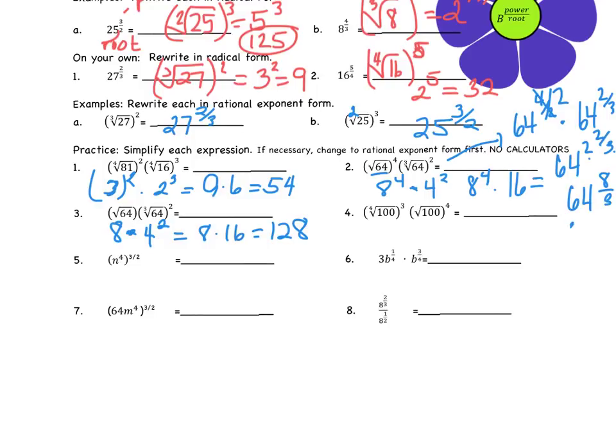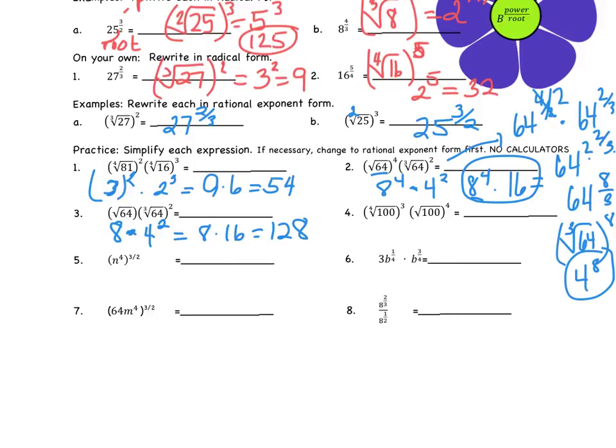Simplifying that again back into radical, I can take the third root of 64 to the 8th power, so that actually becomes 4 to the 8th power, which should be the same answer that you got when you took that 8 to the 4th power times 16.